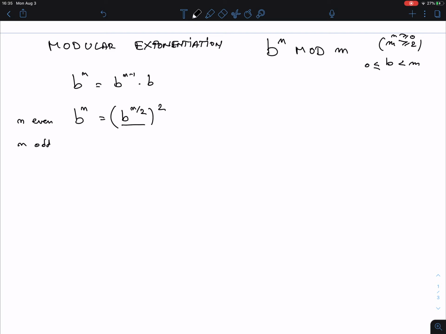What happens if n is odd? Well, let's quickly figure that one out. Let's subtract 1, square it. Now what is the result? It is b to the n minus 1, so I still have to multiply with b. So these are the two steps that we're going to do. At the moment, the modular has nothing to do with it yet.